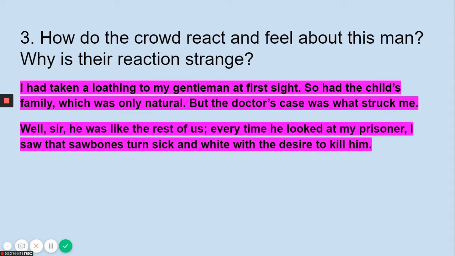Question 3 asks you to explore how the crowd reacts and feels about this man and why their reaction is strange. It is apparent from the start of the extract that Enfield does not like this man. However, it is not until he states, "I had taken a loathing to my gentleman at first sight," that we get confirmation from Enfield himself. What is interesting is that everyone else in the vicinity of Hyde has also taken an instant loathing of him, including the doctor. Enfield describes the doctor as being as emotional as a bagpipe, which, let's be honest, is fairly emotionless. So for the doctor to also take an instant dislike to Hyde, to the point that it looks like he wishes to kill him, suggests to the reader that there is something unnatural and evil about Hyde that the rest of the characters are subconsciously picking up.